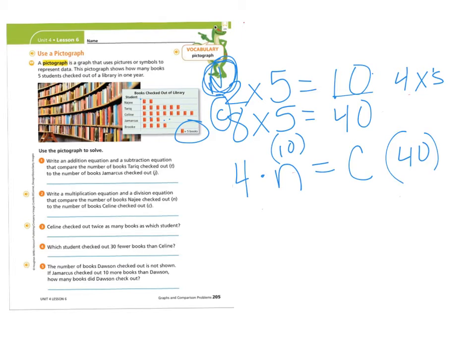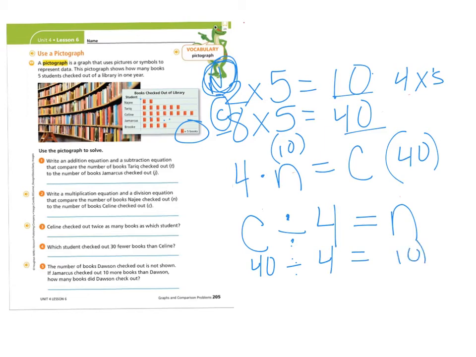Now we need to write a division equation that compares the two. So now when we divide, we're going to start with the bigger number. So Celine has the bigger number. We're going to divide that by 4 to get Najee's total. So let's plug in the numbers and see if we're right. Celine, her number is 40, divided by 4 equals Najee's total, which is 10.